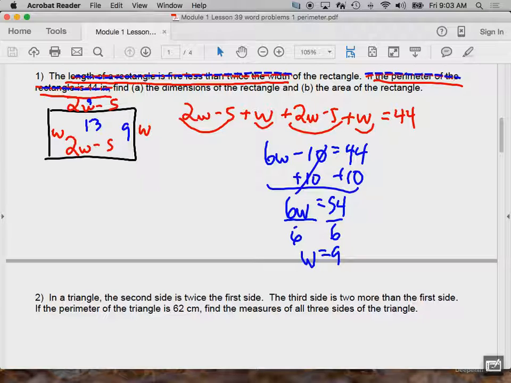Now, one of the things I love about this is I can check my answer right now. 9 and 13 is 22. The other two sides are going to add up to 22. 22 and 22 is 44, and it wanted me to get 44. So I know right now I got the question right.